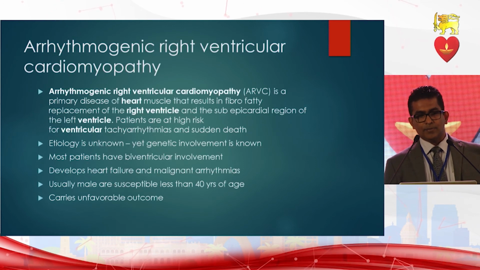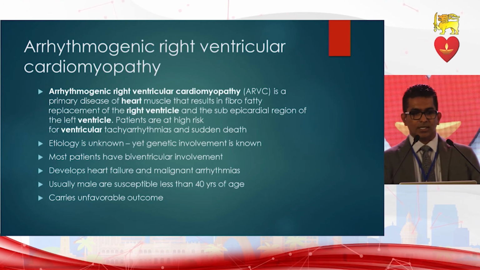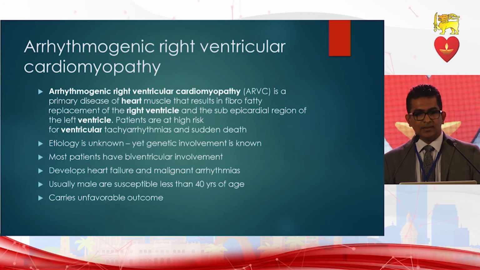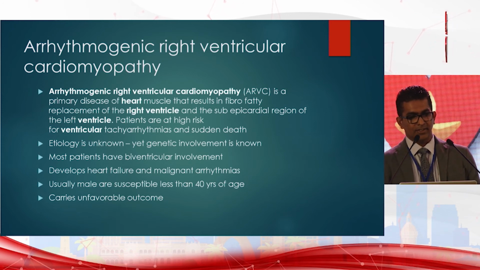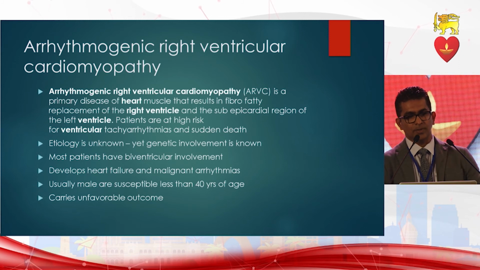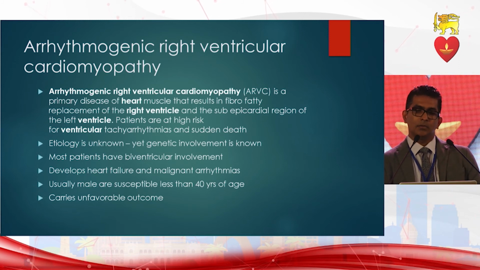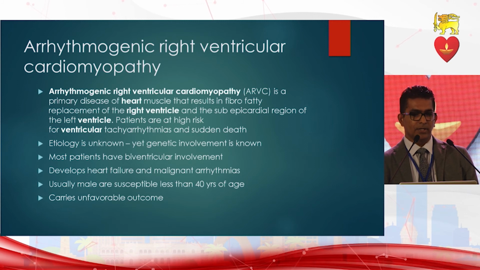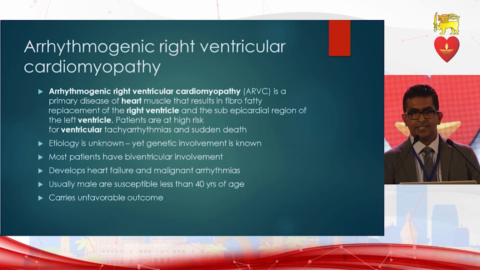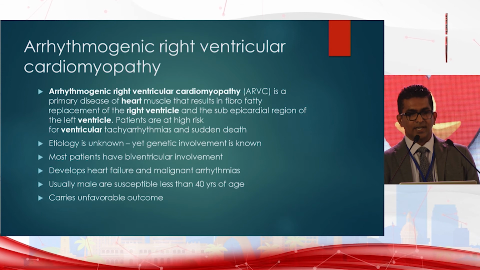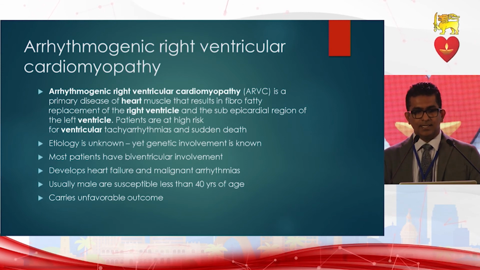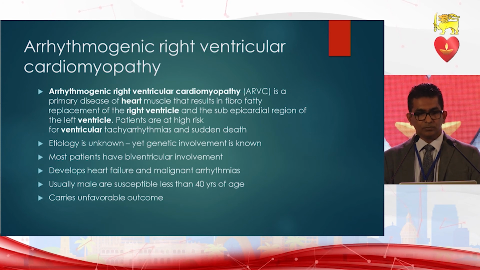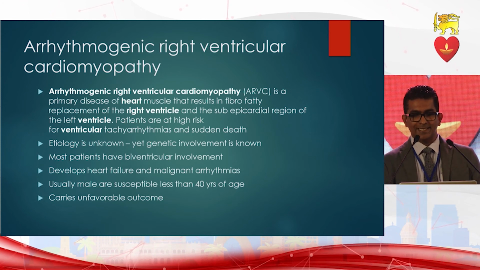So the last type is arrhythmogenic right ventricular cardiomyopathy. It is a primary disease of the heart muscle that results in fibrofatty replacement of the right ventricle, and also the subepicardial region of the left ventricle. Usually they first show abnormalities in the right ventricle, but you know that it can also affect the left ventricle. Etiology is unknown. It has a genetic involvement. Most patients have biventricular involvement, but you don't overtly see that. Development of heart failure and malignant arrhythmias cause the morbidity and mortality in these patients.